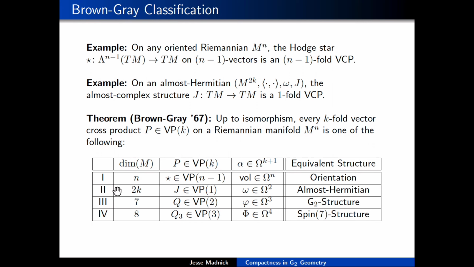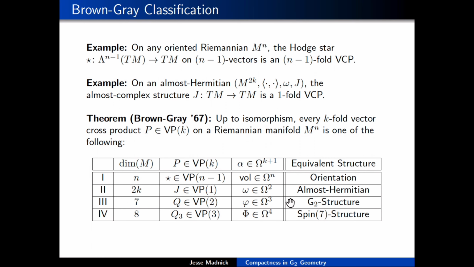Also above is type 2, for lack of a better term, that occurs only in even dimensions. You can have a one-fold vector cross product given by an almost complex structure. Of course, the corresponding form alpha is the 2-form given by the almost symplectic form. This data of the choice of P is equivalent to specifying an almost Hermitian structure. Finally, there are these 2 exceptional types that can occur only in dimensions 7 and 8. We've already seen the 7-dimensional one. It occurs when you choose a G2 structure.